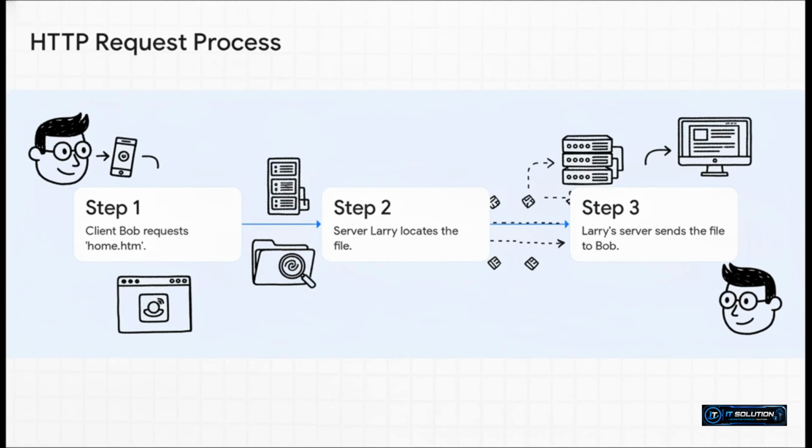Okay, I love this little relatable micro-narrative of Bob and Larry because it shows exactly how a client-server HTTP request works in the real world. In step 1, Bob opens his web browser. He's the client here, and his application asks for a web page. In step 2, Larry is our web server. Larry receives the request, checks his storage, and finds the specific file named home.htm. Finally, in step 3, Larry's server software packages that whole file up and shoots it back across the network to Bob, where Bob's browser renders it into a web page he can actually read.